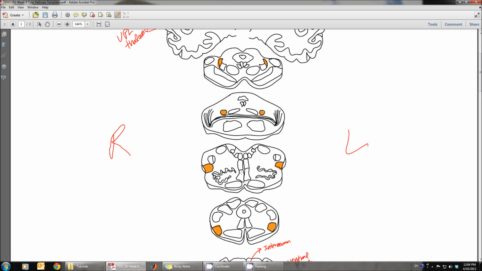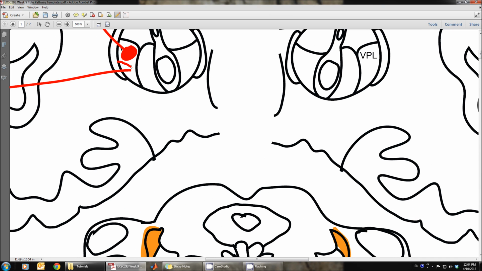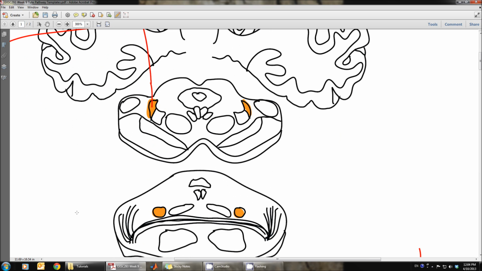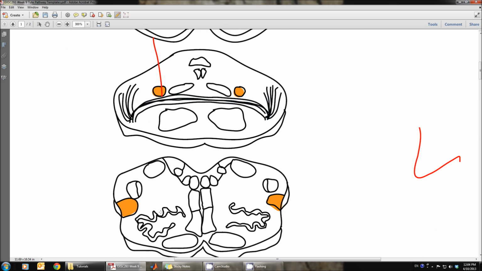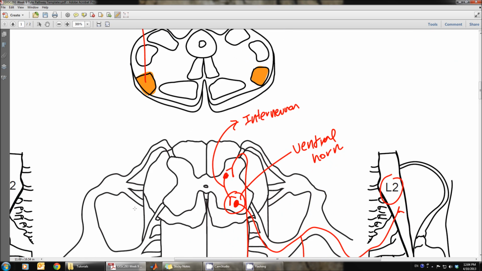So let's draw the axon terminal first. The axon terminal of the second order neuron is found in the VPL. It goes through the color-coded area in the brainstem, so don't worry too much about the specific area where it goes through in the brainstem. It will be color-coded for you in the exam. So you just have to link its axon with the anterolateral tract in the spinal cord. So the axon, the white matter, goes through the anterolateral tract in the spinal cord.